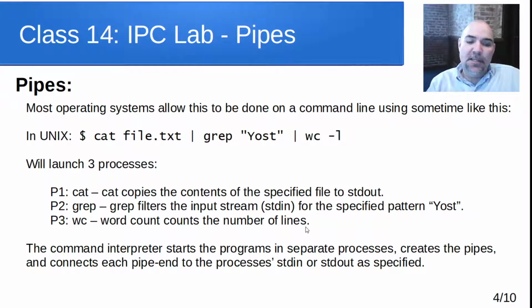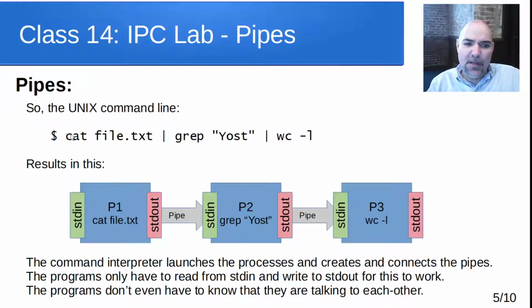So we're going to simulate that with our lab today. We'll look at the lab in just a second. But here's what's going on behind the scenes when we do that command line. We get these 3 different processes: cat file.txt, grep yoast, and word count -L, and the standard out of one goes to the write end of this pipe.